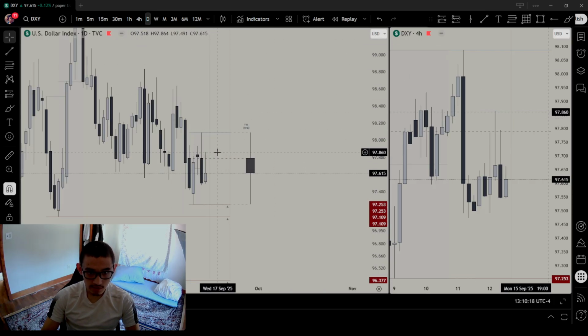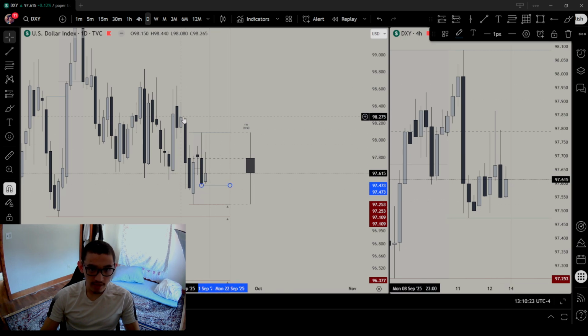So discard this. What are we gonna do? We are in a daily CRT here. So when it does push out the weekly 50 high, it's gonna push out the daily 50 high also.